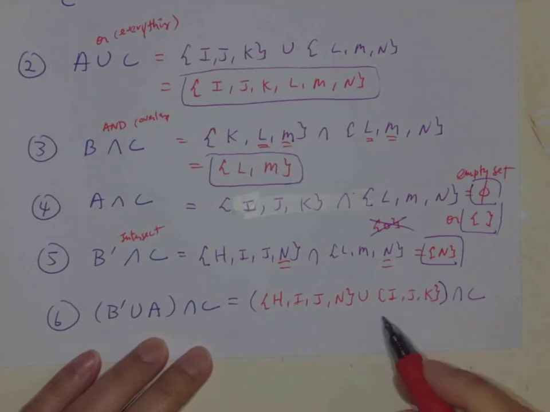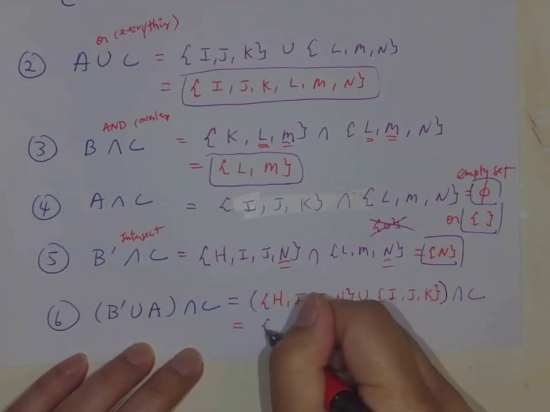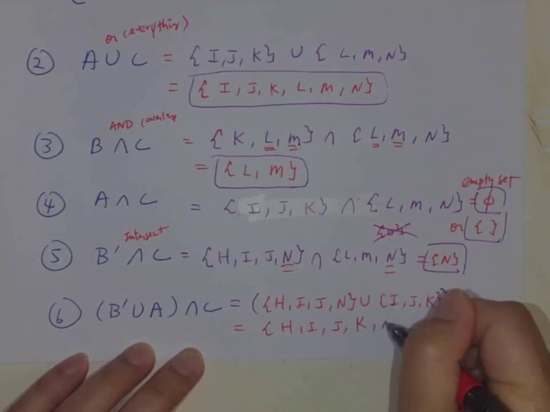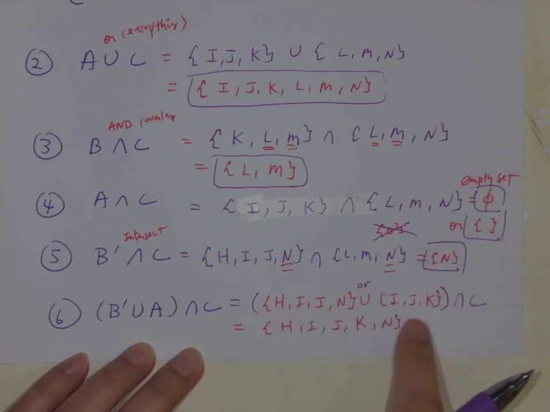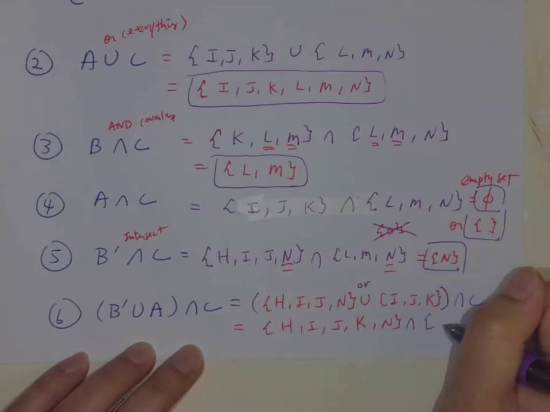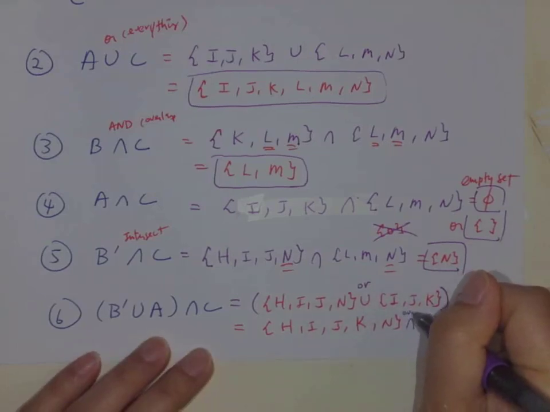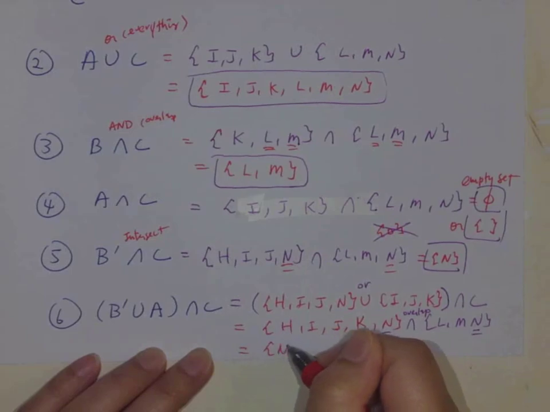Okay, so union means I want everything from both of these, right? This is or, right? So I'm going to have all of them, H, I, J, K, and N. So again, union means like or. Anything in here and anything in here would be part of my answer, right? And then I need to intersect C. My C is L, M, N. So intersect means the overlapping part, N, right? So the overlapping part for this, what do we have? Just N, okay. So N is my answer.